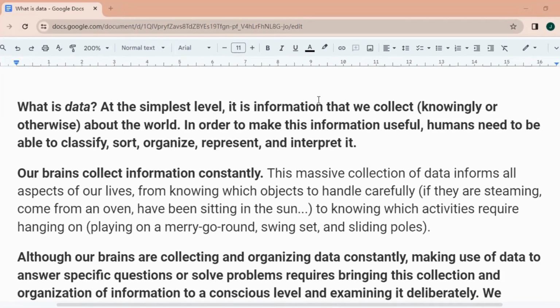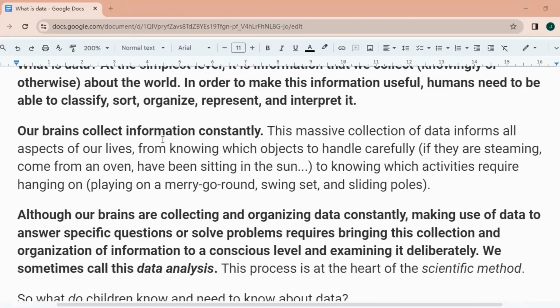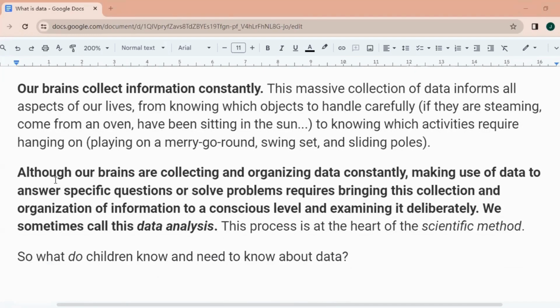In this lesson, we are going to talk about data at the simplest level. It is information that we collect about the world. In order to make this information useful, humans need to be able to classify, sort, organize, represent, and interpret it. Our brain collects information constantly. Although the brain collects information constantly, making use of data to answer specific questions or solve problems requires bringing this collection and organization of information to a conscious level and examining it deliberately.